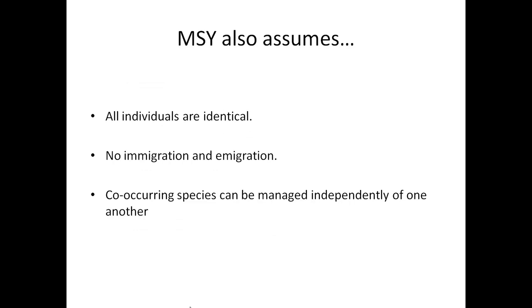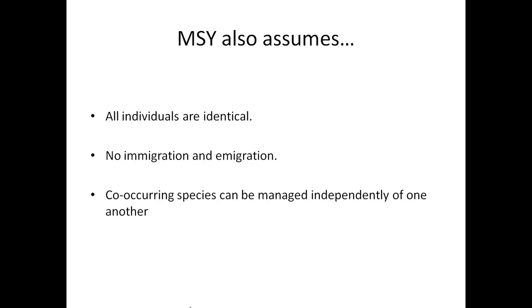The other issue with maximum sustainable yield is that it also has quite a few assumptions that are not necessarily true in the real world. So first of all, maximum sustainable yield assumes that all individuals are identical. So they're all the same size, they all consume the same amount of resource. It assumes that there is no immigration or emigration to our population. So the only change in population size is a result of births and deaths. But in many instances, this is not the case. There can be individuals that are migrating in from other areas or migrating out.